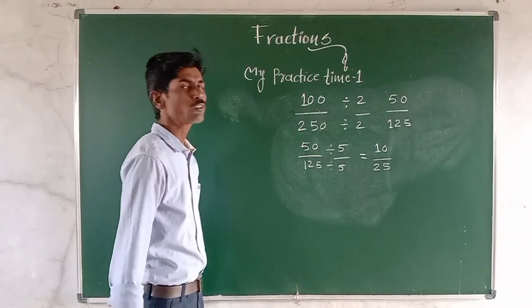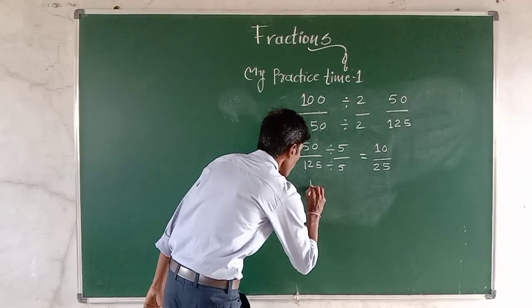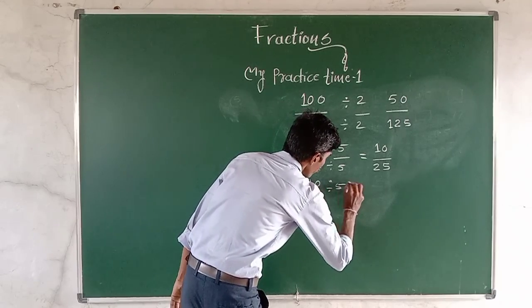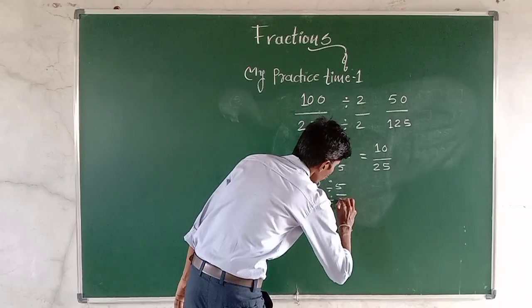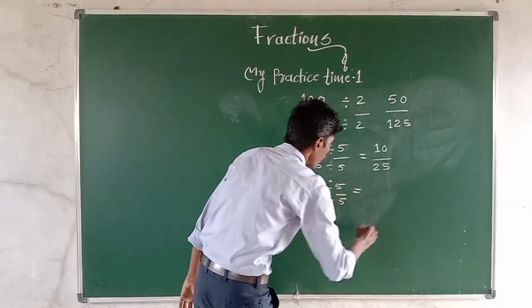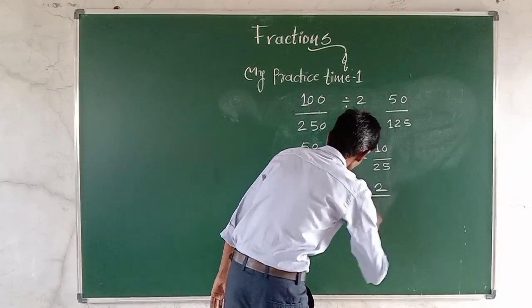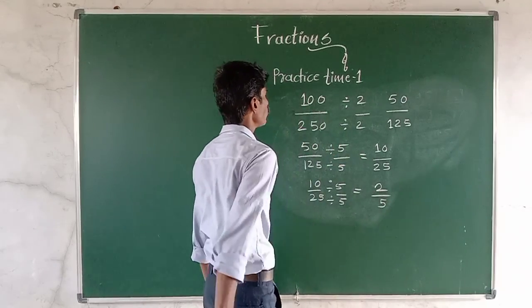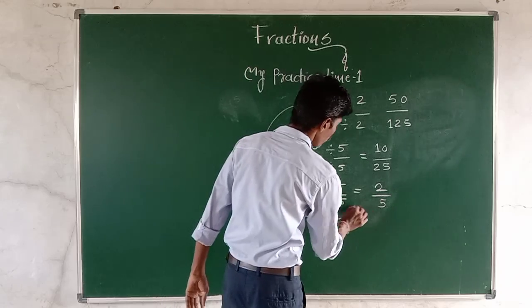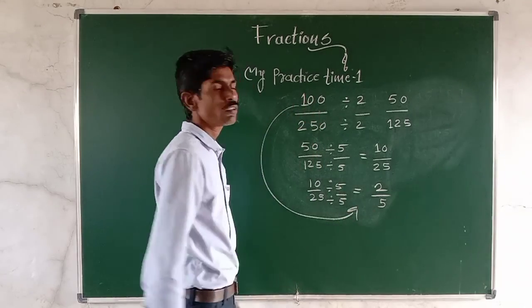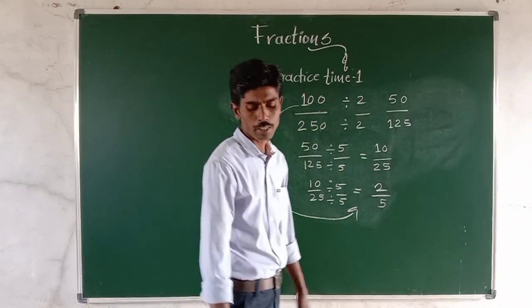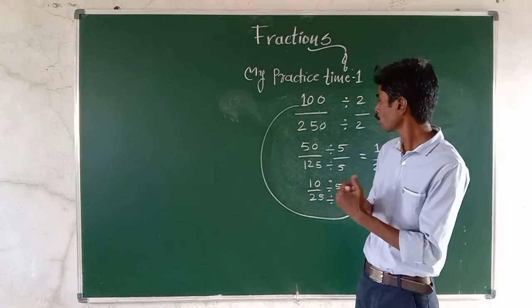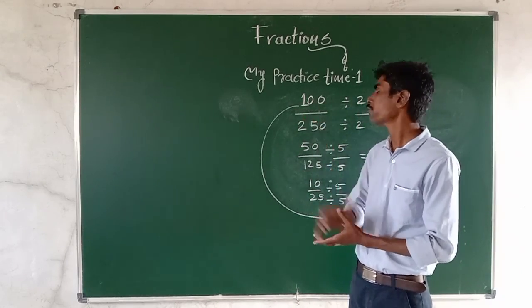Again this 10 by 25 can be divided by 5. 10 divided by 5 is 2, and 25 divided by 5 is 5. So 2 by 5 is the lowest term of 100 by 250. So this is the way to find the lowest term of a fraction.